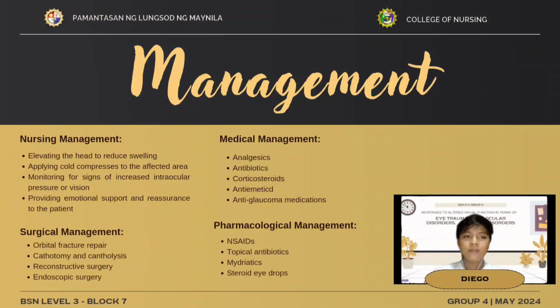Management. For nursing management, this includes elevating the head to reduce swelling, applying cold compress, monitoring for increased intraocular pressure, and providing emotional support. For medical management, medications like analgesics for pain relief, antibiotics to prevent infection, corticosteroid to reduce inflammation, and for specific treatments includes antiemetics for nausea, and anti-glaucoma medication if increased intraocular pressure is detected.